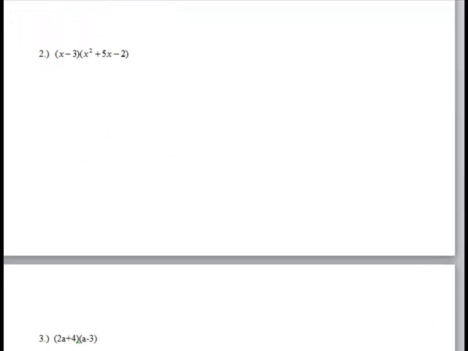Example 2, a binomial times a trinomial. So notice there's still no equal sign. We're not solving anything, we're just simplifying. So we still want to follow the order of operations. We cannot simplify anything inside the set of parentheses. We do not have any exponents. So that's why we go on to multiplication.